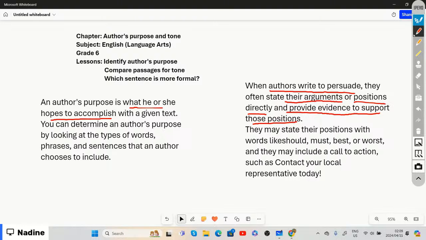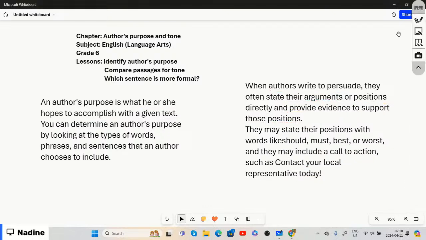So when it comes to author's purpose and tone, they may set the position with words like should, must, best, or worst. And they may include a call to action such as contact your local representative today. This is the purpose of the author.